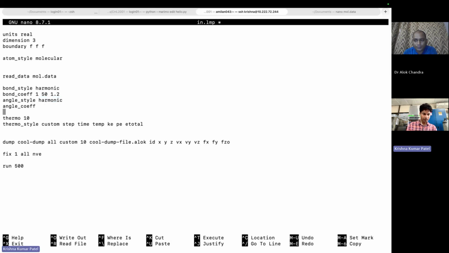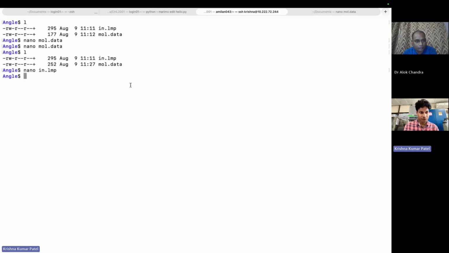okay? And angle of type 1, because there is only one type of angle that we have defined, right? And some number, k value, and the angle that you want to maintain. Let's just say we want to maintain 104 theta, okay? And the rest probably we can keep the same. Let's see, we'll try running it.